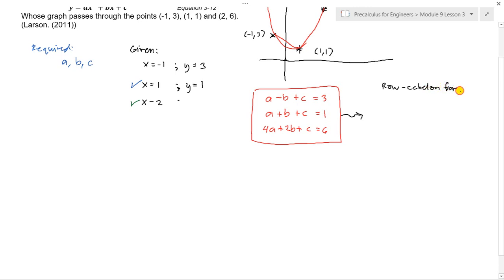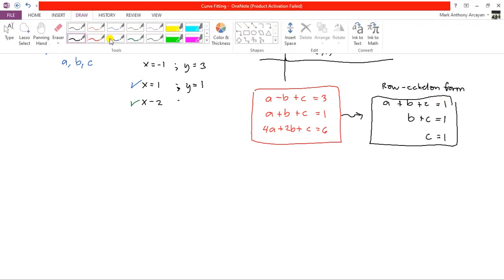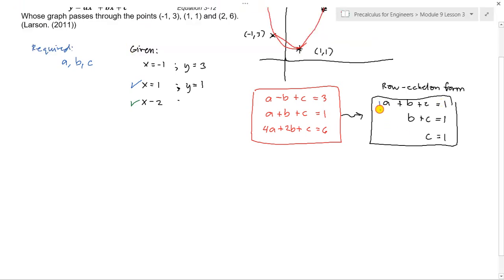Row echelon form. Meaning, in row echelon form, the form is like this: a plus b plus c is equals to 1, assuming these values. In the second one, it can only be b plus c is equals to 1. Then here, c is equals to 1. That's all. As you notice, the pattern is an inverted staircase. So that's it: A, then B, then C. So notice.